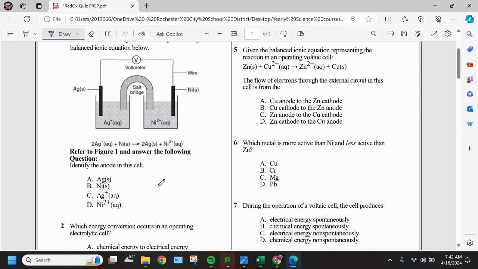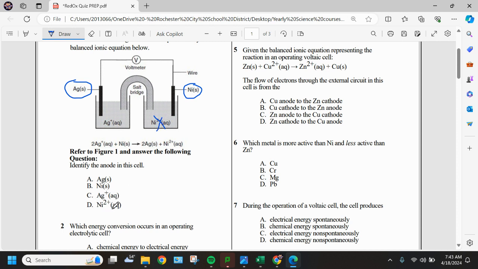Identify the anode in this cell. We know we always go from A to C, right? And then the anode is going to be the one that's the most reactive. And I already know right off the dome, Ag is one of the three least reactive metals. So without even looking it up, I know it's this right here. And it cannot be this. They want you to say this. Notice it's there. But this cannot be an anode.